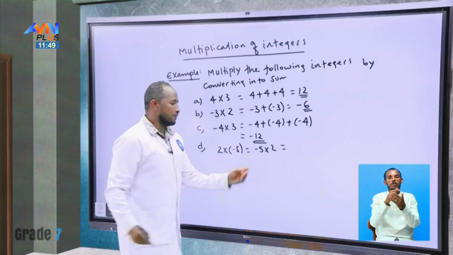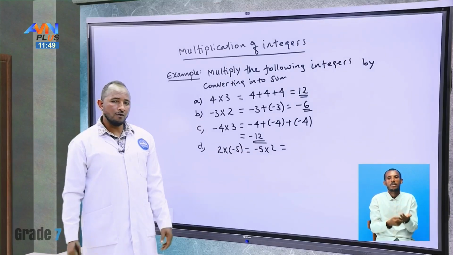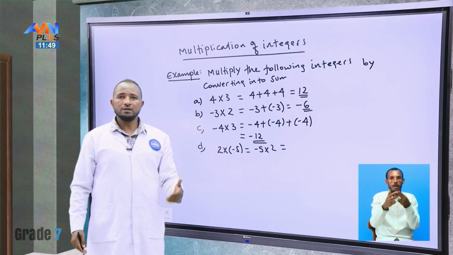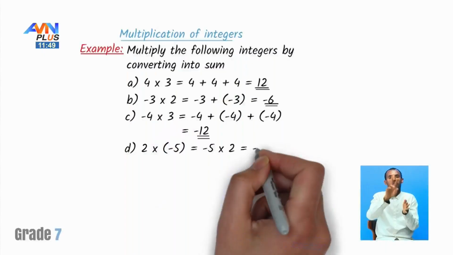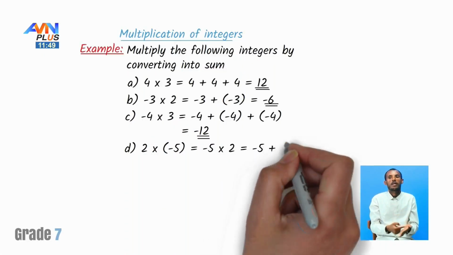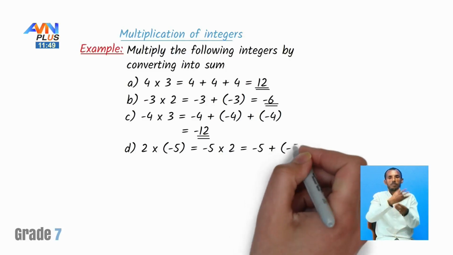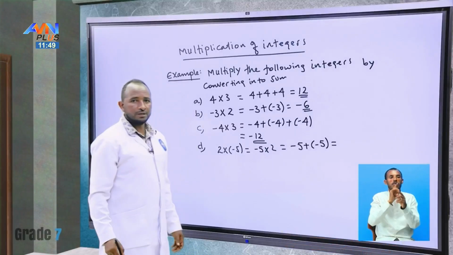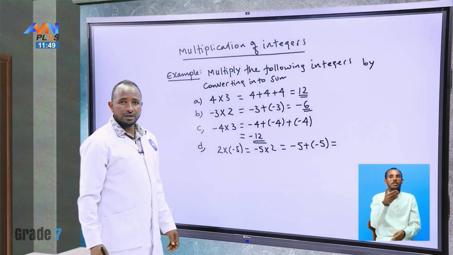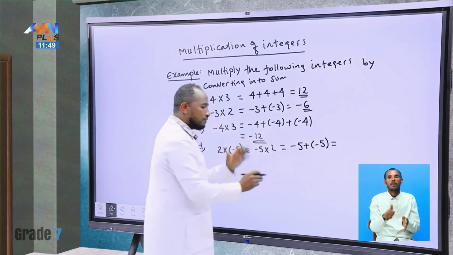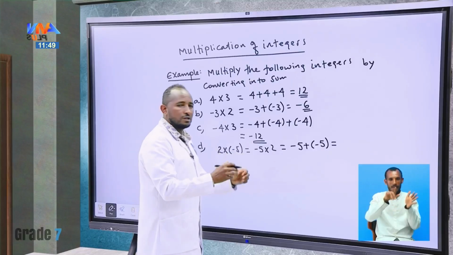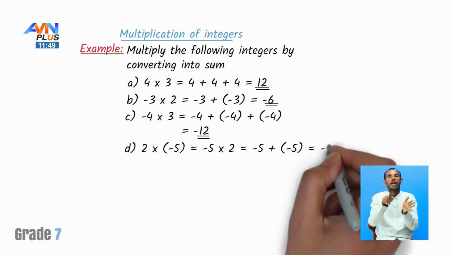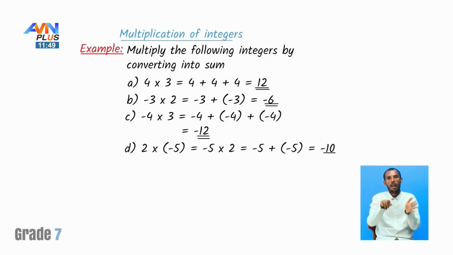Therefore, when you convert this in sum form, how many -5 do you have? 2 times. So we write -5 two times: -5 plus -5. What will be the final answer? Good. The answer will be -10. You have here 5 negatives, and on these 5 negatives, you add another 5 negatives. In total, you have -10. The correct answer is -10.